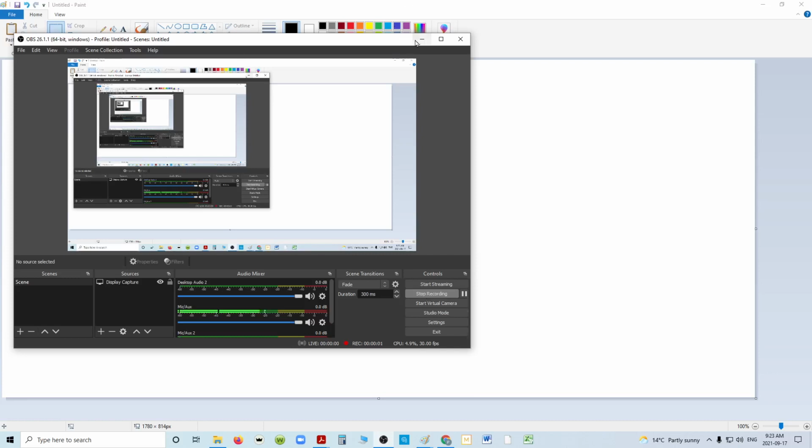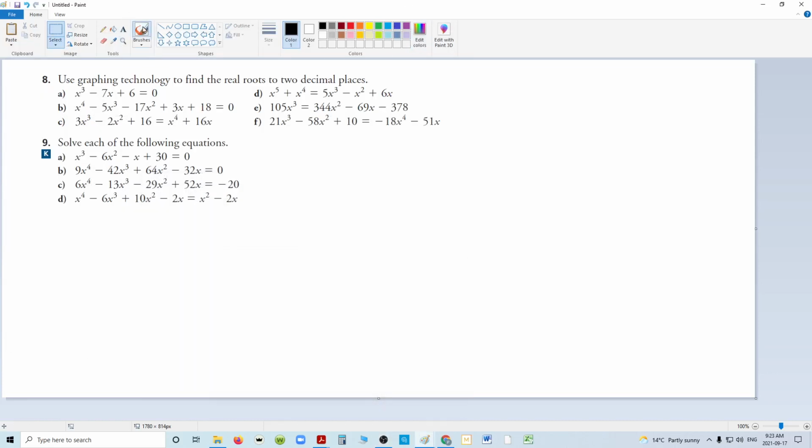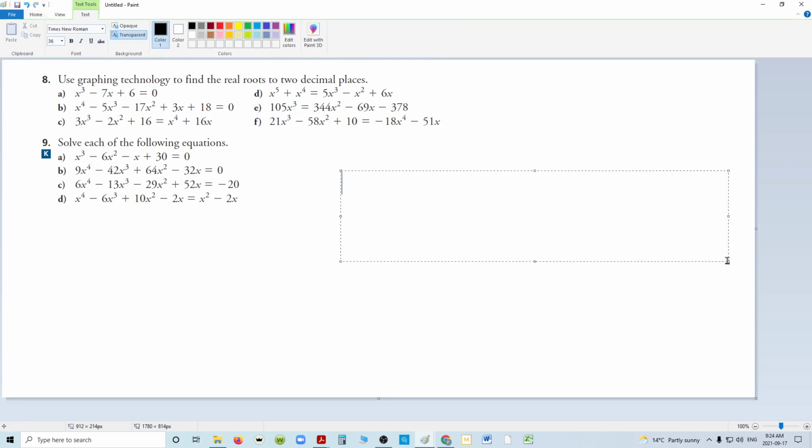Okay, after slightly botching number 7, notice this one we're using graphing technology to find the real roots to two decimals. I think it just wants you to practice with your graphing calculator. And you know what? A graphing calculator also stores a formula. I highly encourage you to learn how to store the formula into the graphing calculator, and that'll allow you to find values of f(1), f(2) very quickly. And if the result is 0, you'll know that this is a root.